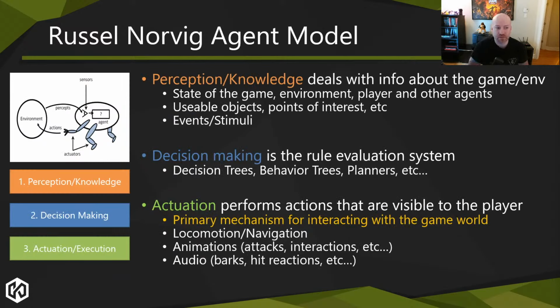So if we try to formalize this, we can basically split it into those three things that I mentioned earlier, where we have the perception knowledge layer. This is the state of the game. What other characters there are, what's a usable object that I can use, is something on fire, is there a sound, those sorts of things. Decision making is just a rule evaluation, and actuation is how we interact with the game world. So that can be stuff like animations, barks, like the audio effects, VFX, anything that modifies the game world.